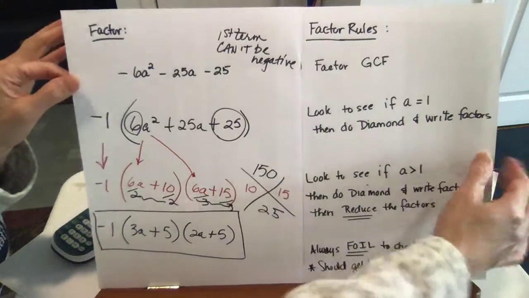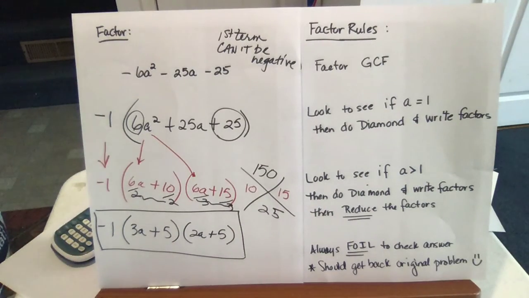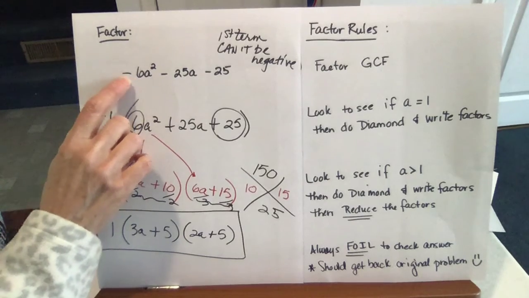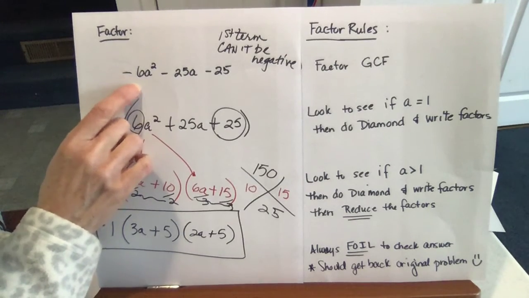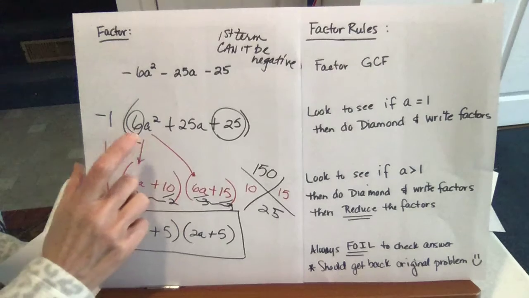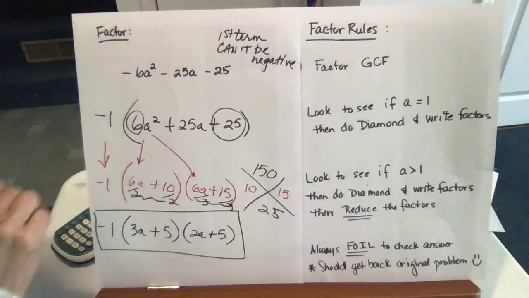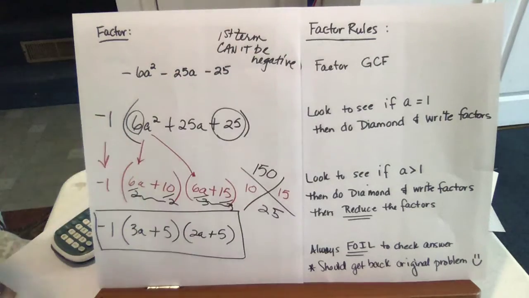And that's how you factor trinomials that have a value of a greater than 1. And in this case, where it's not greater than 1, it's a negative 6, you take that negative out and we turn it into a trinomial of a greater than 1, because you have to take out a GCF. First terms can never be negative.